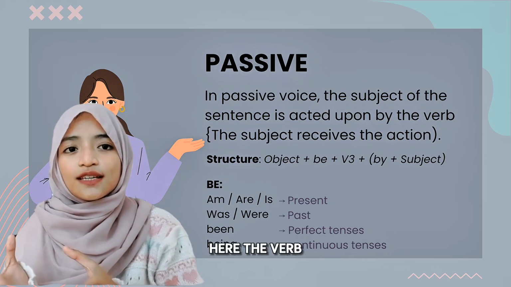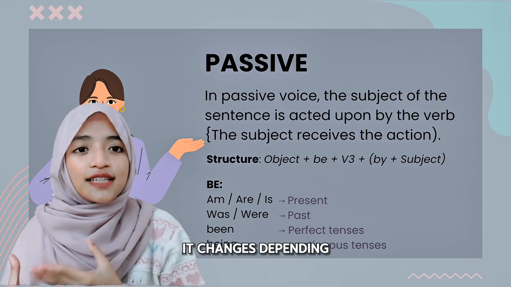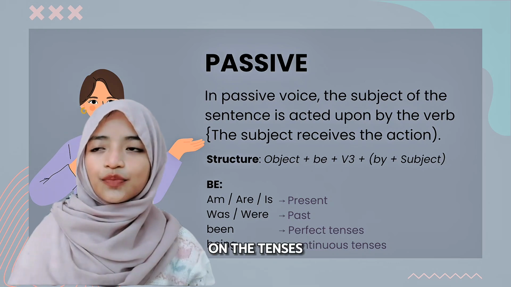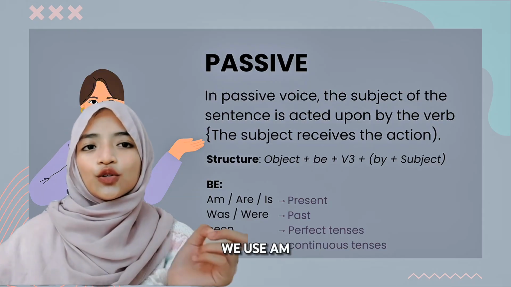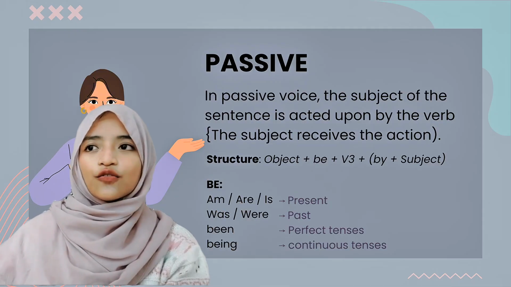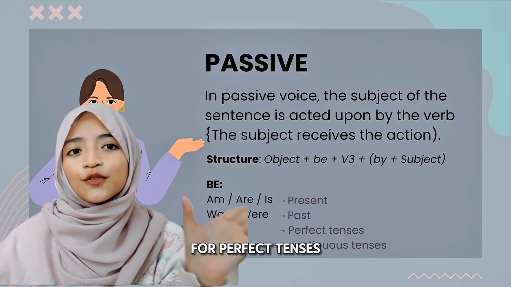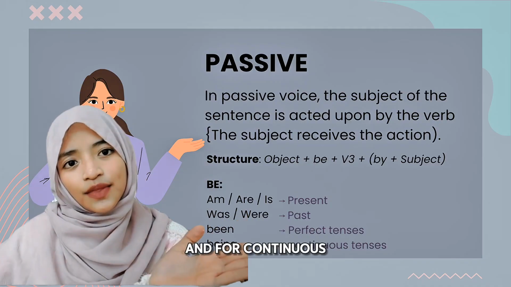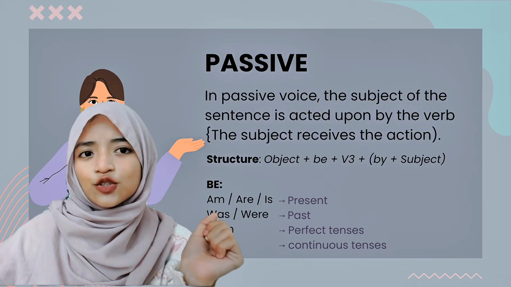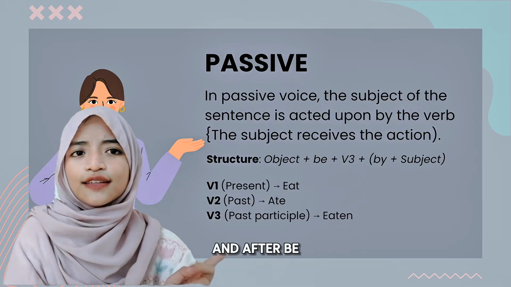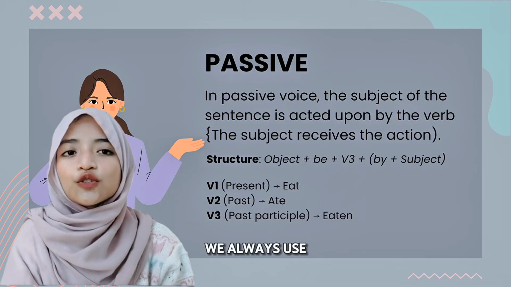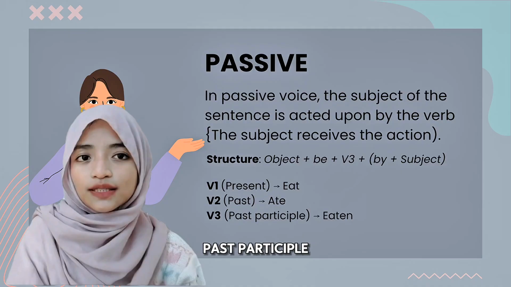Here, the verb be is very important, guys. It changes depending on the tenses. For present tense, we use am, is, are. For past tense, we use was or were. For perfect tenses, we use been. And for continuous tenses, we use being. And after be, we always use verb 3 or past participle.